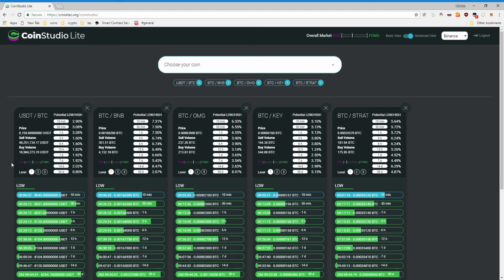Then you have our FOMO meter here for this pair. This is a little bit predictive. It's not necessarily the current state of where things are heading. But you can imagine that if the FOMO is going more to the right side, then the coin will go up, and if it's going to the left side, then the coin will go down. This is not always the case.